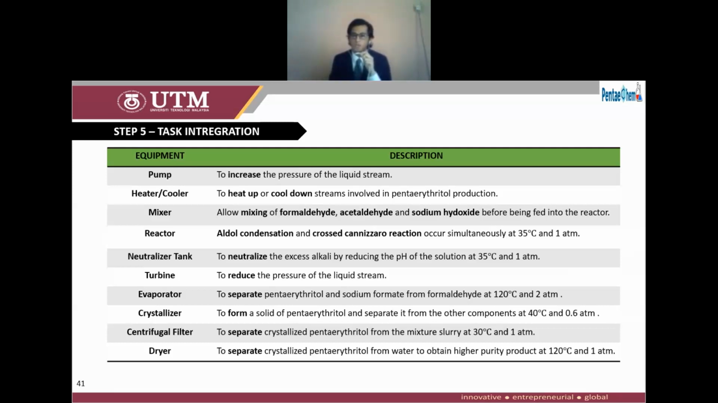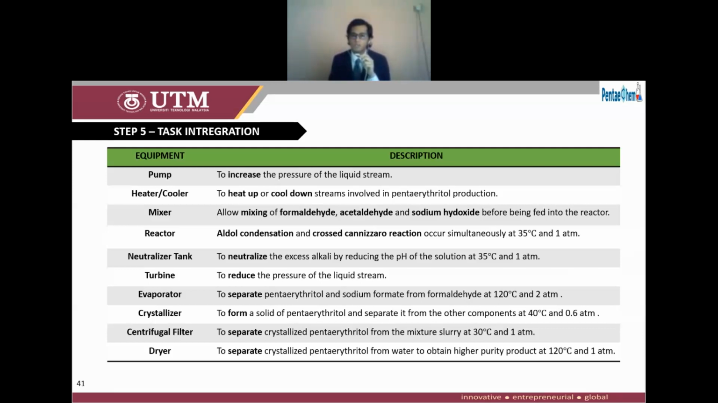Mixer is used to allow mixing of formaldehyde, acetaldehyde, and sodium hydroxide before being fed into the reactor. Reactor is used for the reaction of aldehyde condensation and cross-Cannizzaro reaction to occur simultaneously at 35 degrees C and 1 atm. Neutralizer tank is used to neutralize the excess alkali by reducing the pH of the solution at 35 degrees C and 1 atm.